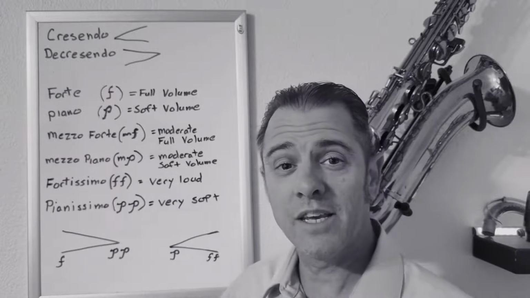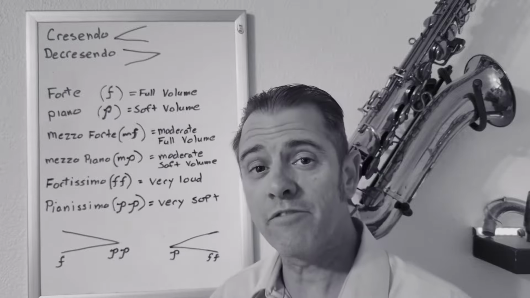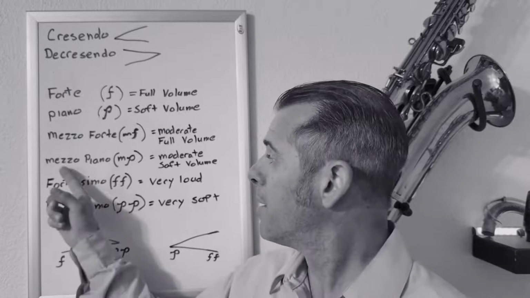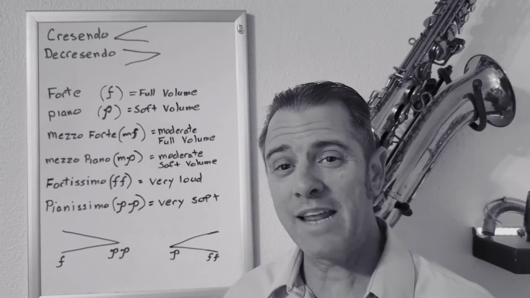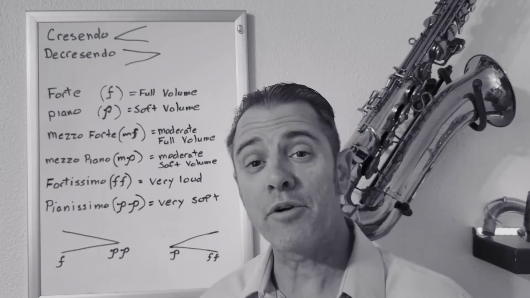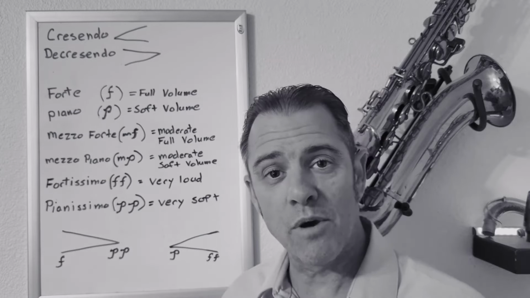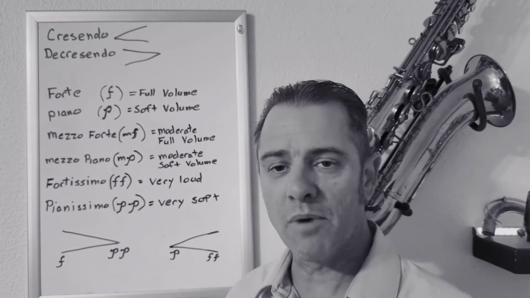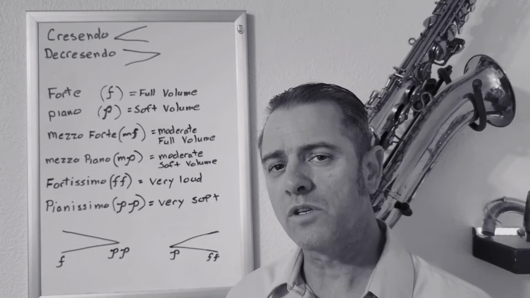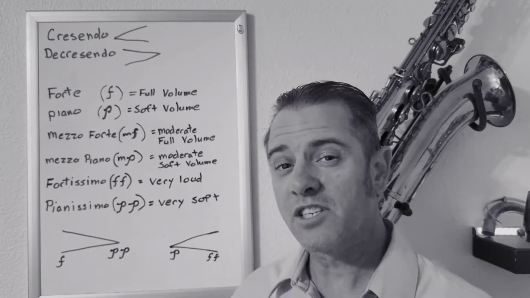Mezzo forte is symbolized by a lowercase m and f, and that's a moderate full volume. Mezzo piano is symbolized by a lowercase m and p, and that is moderate soft volume. You can also have fortissimo, which is a double F, very loud, and pianissimo, which is a double P, which is very soft.